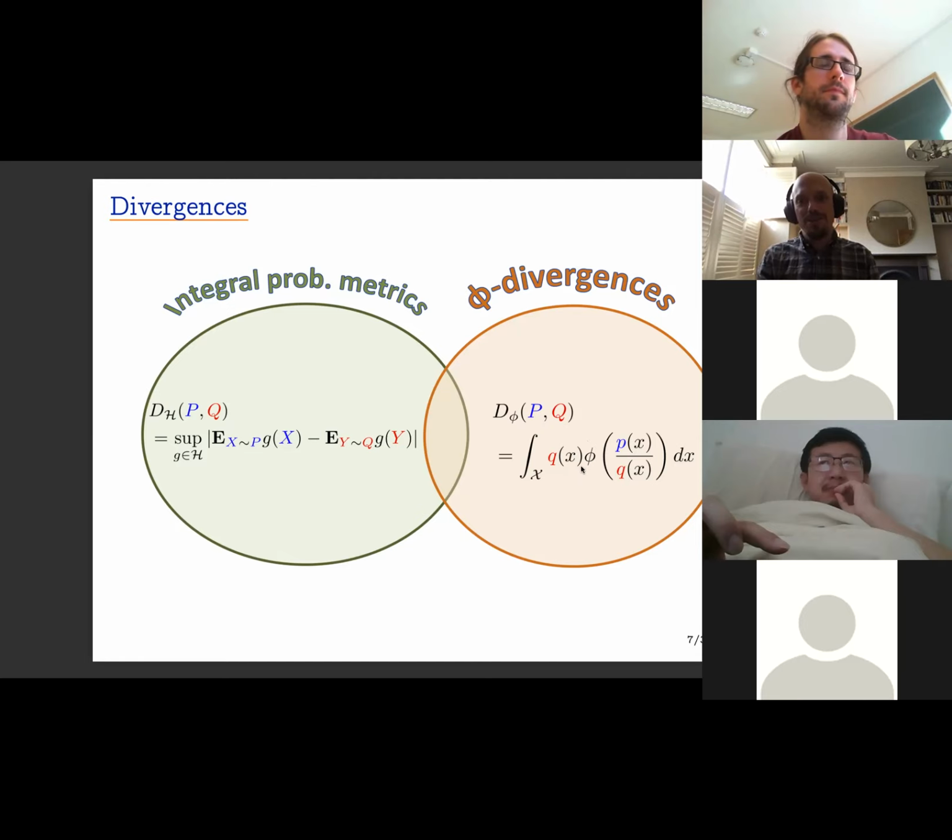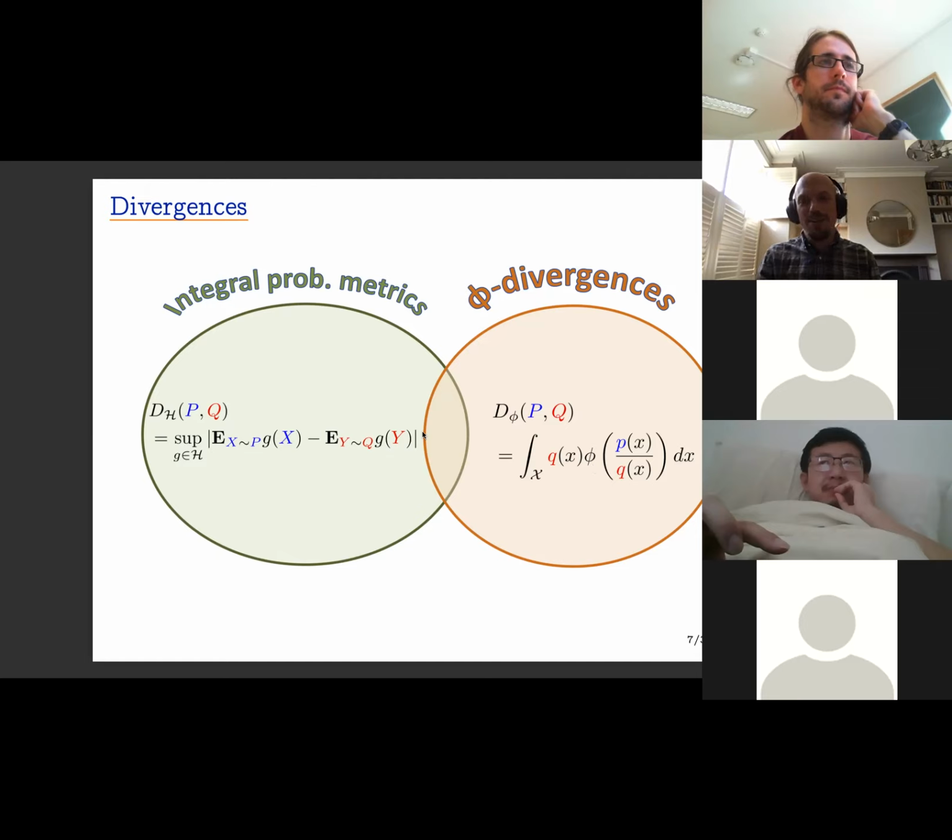So this function is going to have a couple of properties. One is that if the ratio of P to Q is 1, then that function had better return 0, because then P and Q agree. It's also going to be convex and lower semi-continuous, for reasons that are going to be clear later in the talk. Okay, what you'll notice here in this figure is that there is an overlap between these two spheres.